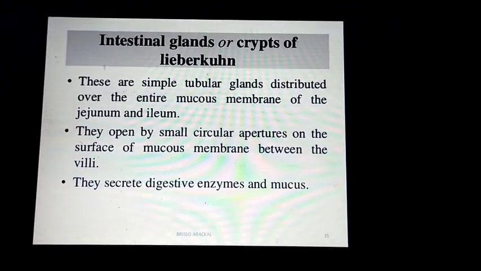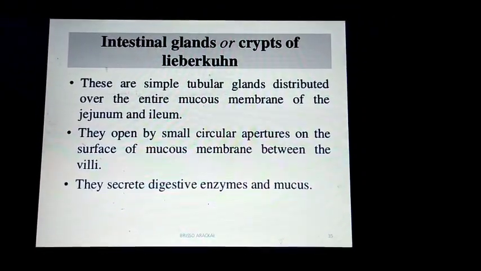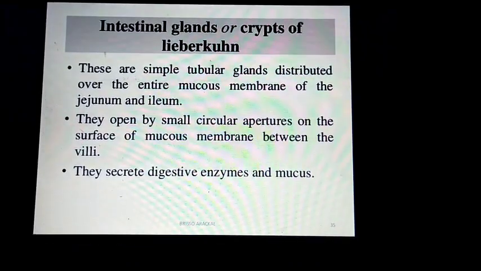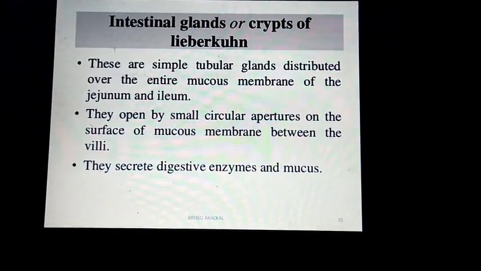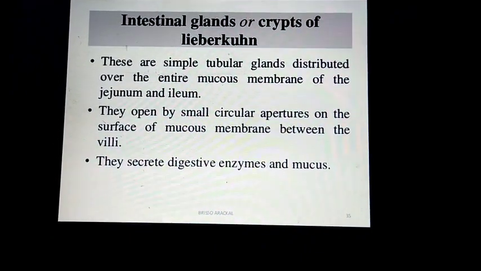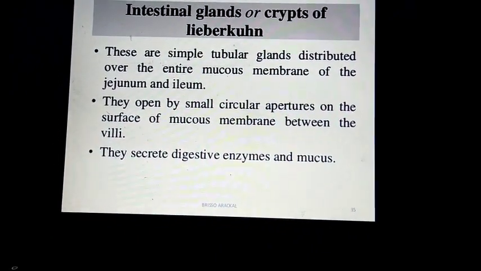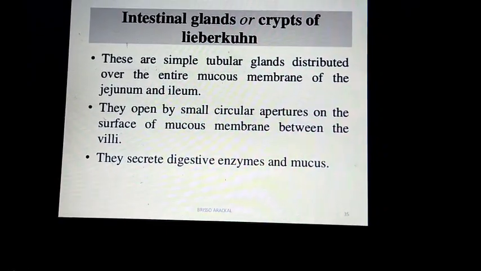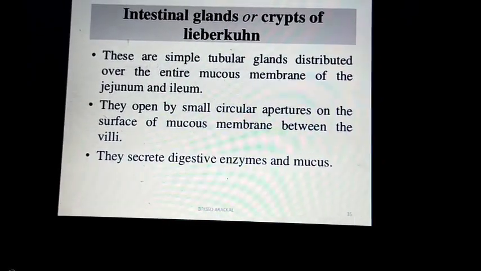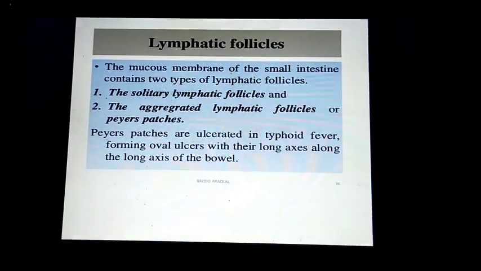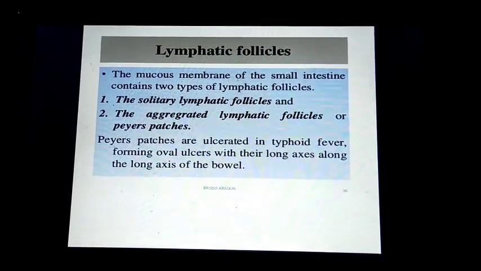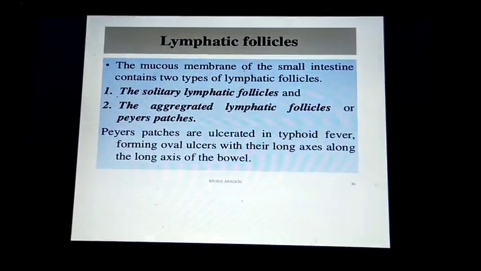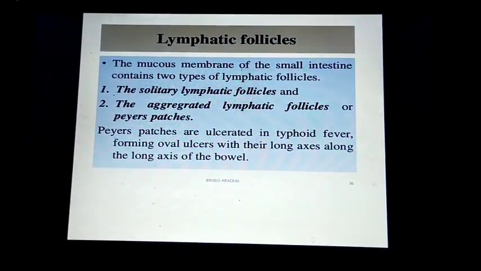Intestinal glands are also called crypts of Lieberkühn. These are simple tubular glands distributed over the entire mucous membrane of the jejunum and ileum. They open by small circular apertures on the surface of the mucous membrane between the villi. They secrete digestive enzymes and mucus. Lymphoid follicles are mainly of two types: solitary lymphoid follicles, which are more in the jejunum, and aggregated lymphoid follicles, also called Peyer's patches.